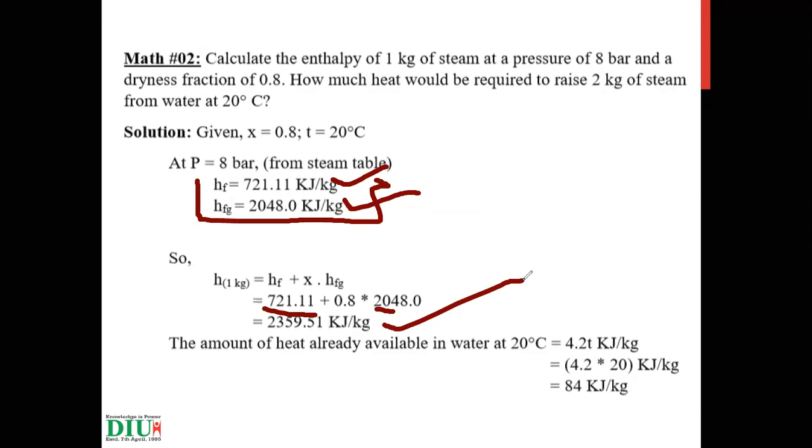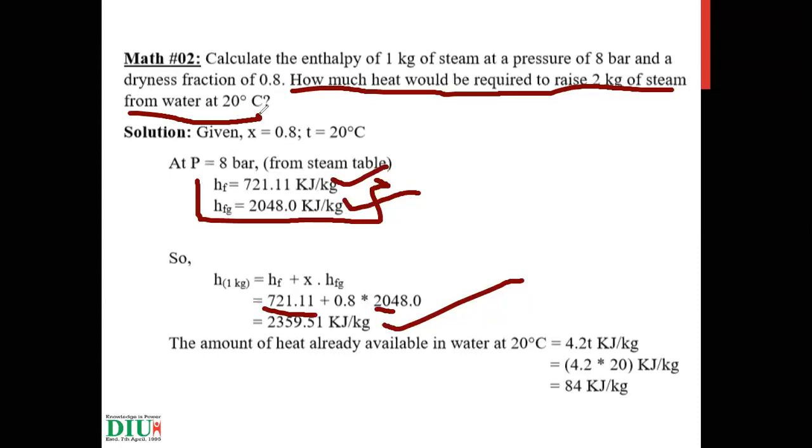We have the second line, where you can see: how much heat would be required to raise 2 kg of steam from water at 20 degrees Celsius? Always remember this type of mathematics: you always calculate for 1 kg of steam. When you get the value for 1 kg, you just multiply by 2, 3, 10, 50, whatever the value. But you have to calculate for 1 kg.